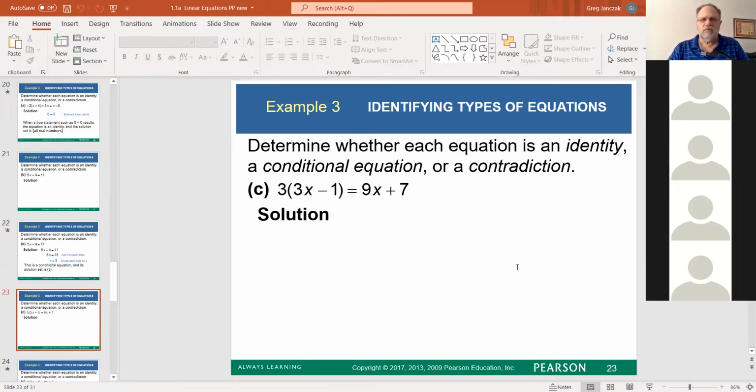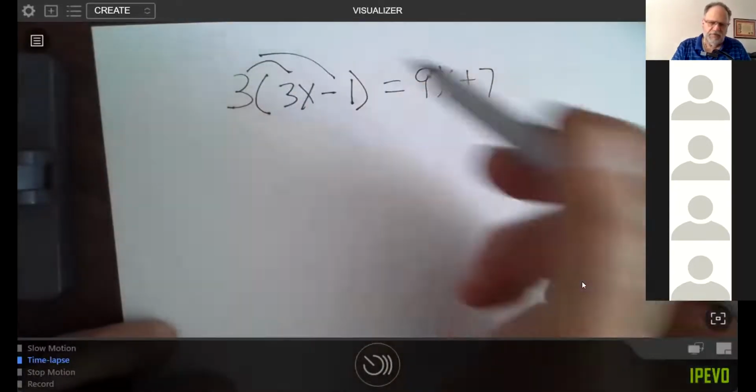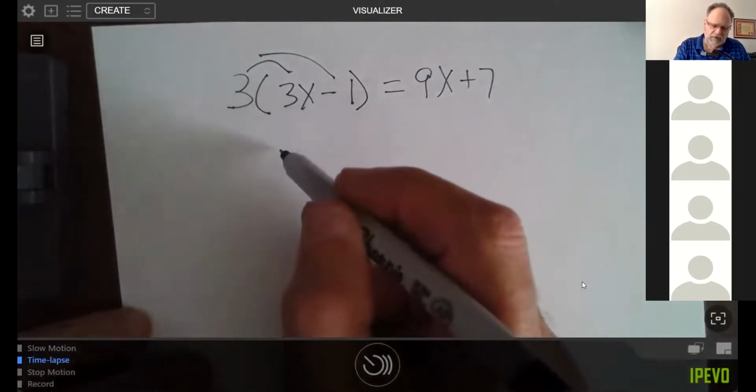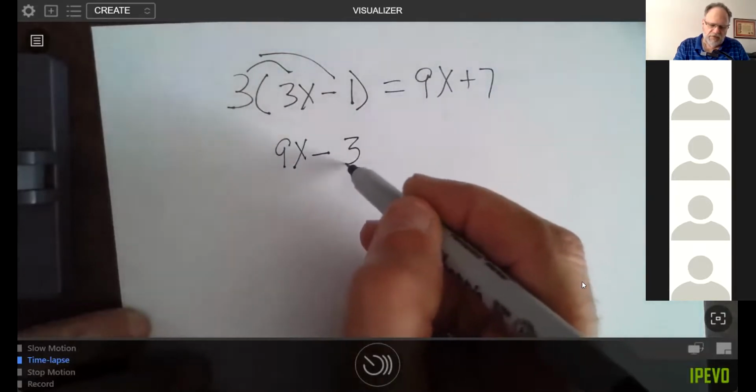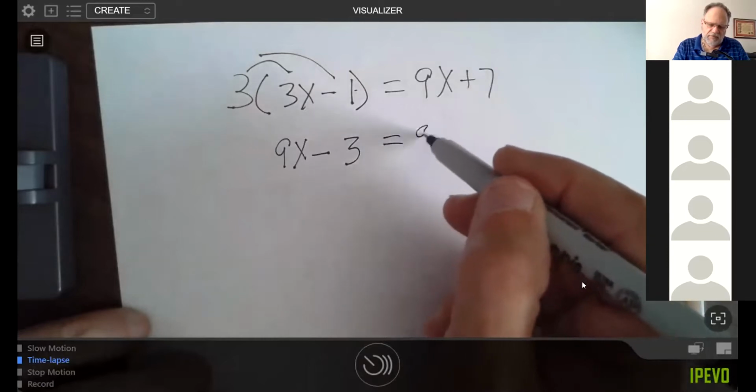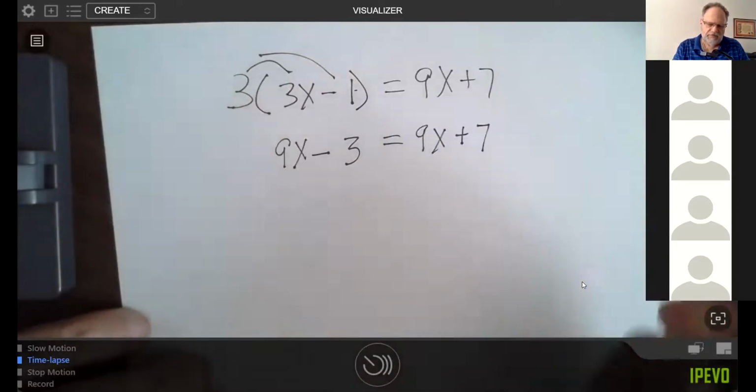All right, we've got time for one more. Identify the types of equations. Here we have 3(3x - 1) = 9x + 7. And I know I'm going to rush through this because we only have a few minutes left. First thing we're going to do is distribute. So 3 times 3x is 9x. 3 times -1 is -3. We've got 9x plus 7.